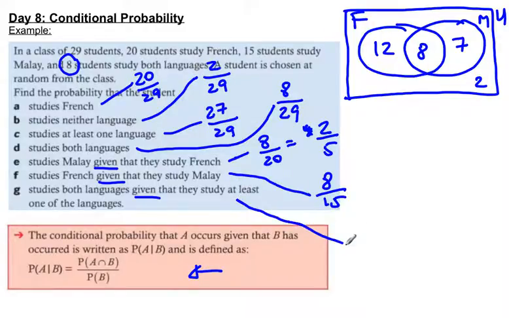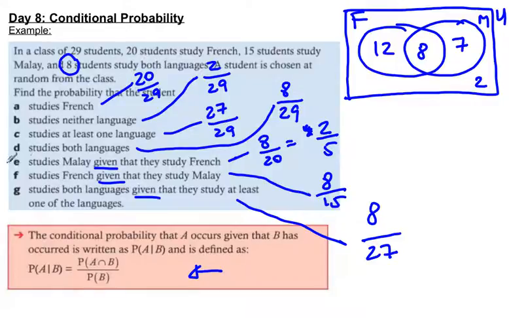And then the last question, probability that they study both languages, given that they study at least one of the languages. So let's deal with the given first. We're given the fact that they study at least one language. So these 2 people are out of the equation. So our answer is going to be not out of 29, but out of 27. And then how many of those study both languages? It would be 8. So that's how to do these logically.